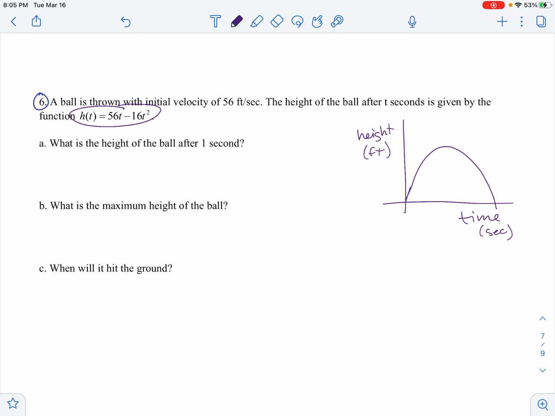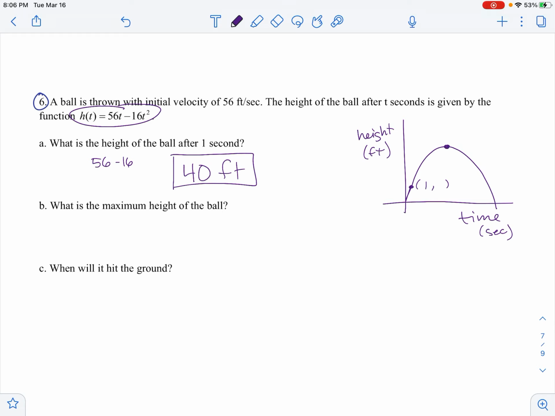What is the height of the ball after 1 second? That's just asking me for the y value when I plug in 1. When I plug in 1, I get 56 minus 16. So my height is 40. Not just 40. It's 40 feet. What is the maximum height of the ball?